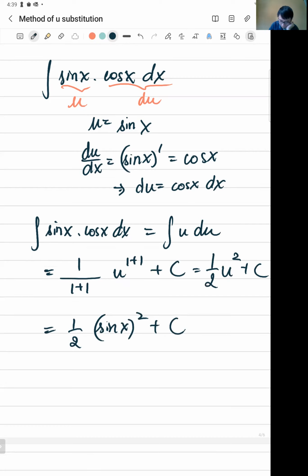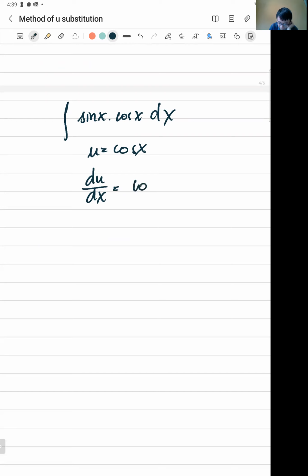Okay, same problem, but this time I set u as cosine of x. Now if I differentiate u in terms of x, for cosine of x I get negative sine of x, right? Now, du is equal to negative sine of x dx. So what happened here?